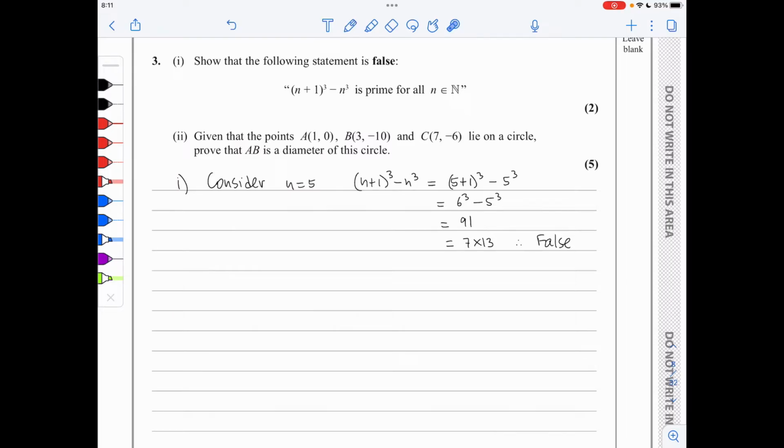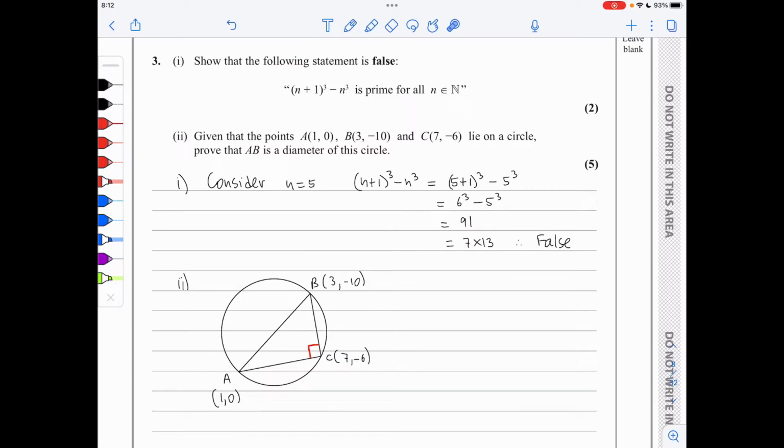In II, we've got 3 points. The coordinates are given. We know that they lie on a circle, and we need to prove that AB is the diameter of this circle. Now in this case it makes sense to draw a quick diagram, a circle, just put the points there just to get a visual understanding of what's happening. So there it is, I've got the points there. The relative position doesn't really matter. What matters is that if AB is indeed a diameter, then I expect the angle C here to be 90 degrees, and I will be basing my proof into considering gradients.